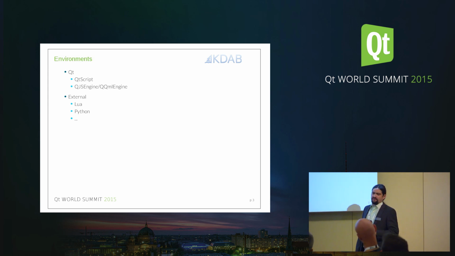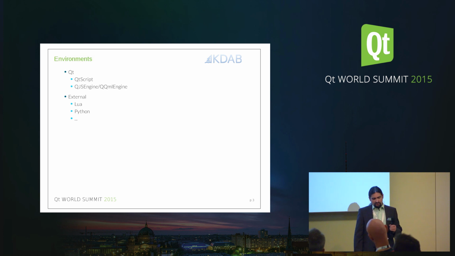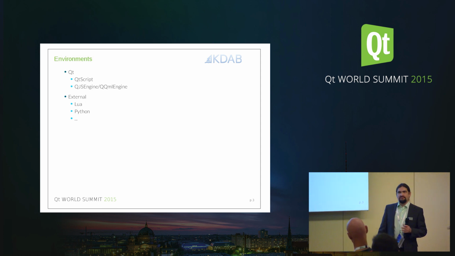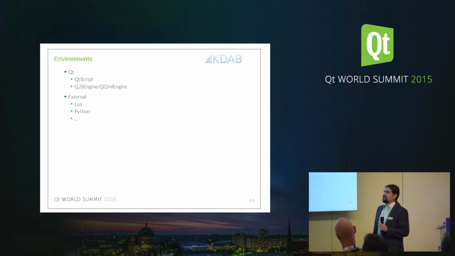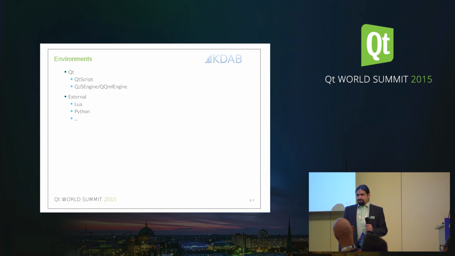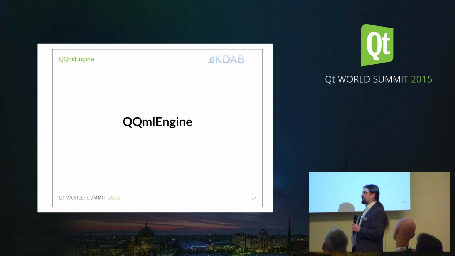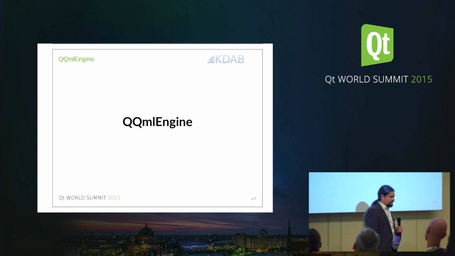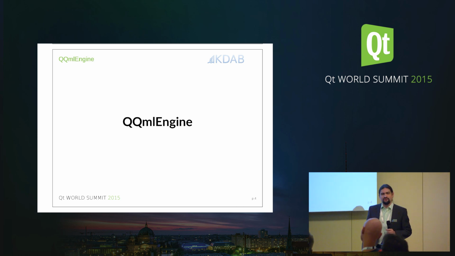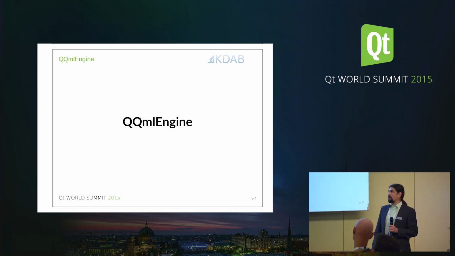All these scripting languages have one way or another to bind to binary languages, be it through a C API or directly binding to interpreters where you can register C++ objects. Okay, what I'm going to focus on in this talk is the QQmlEngine. So one of the options that is built into Qt or available with Qt as a standard module.